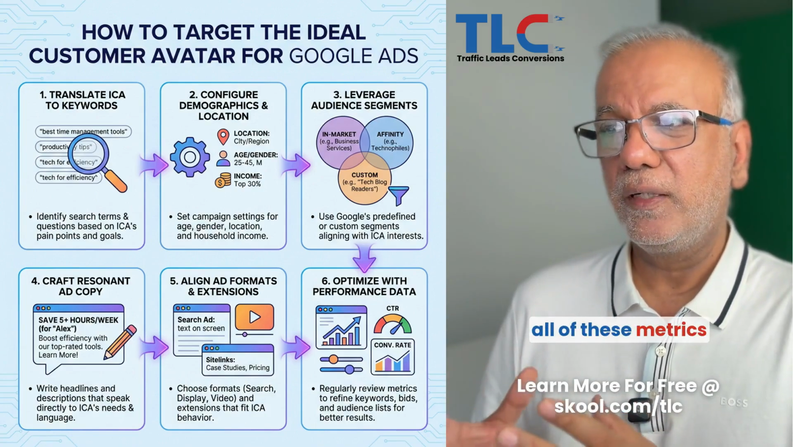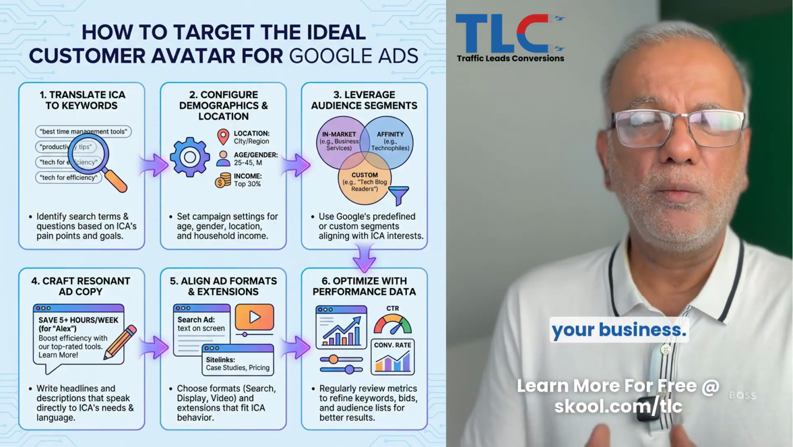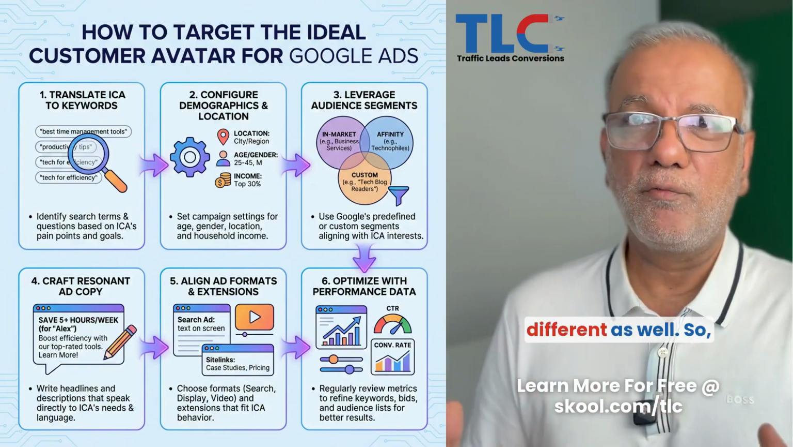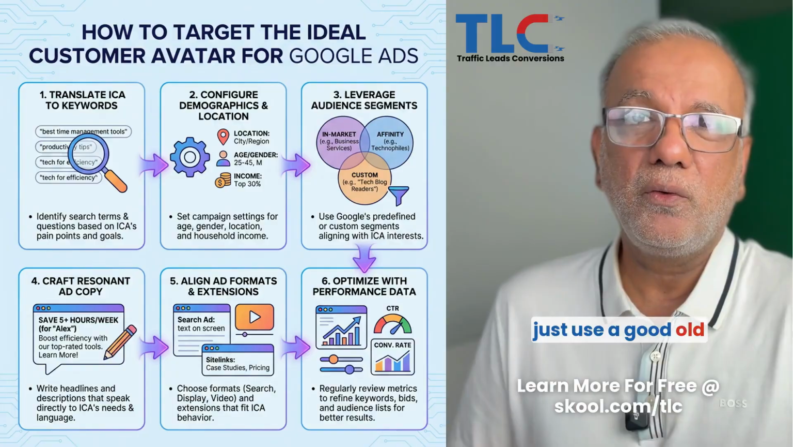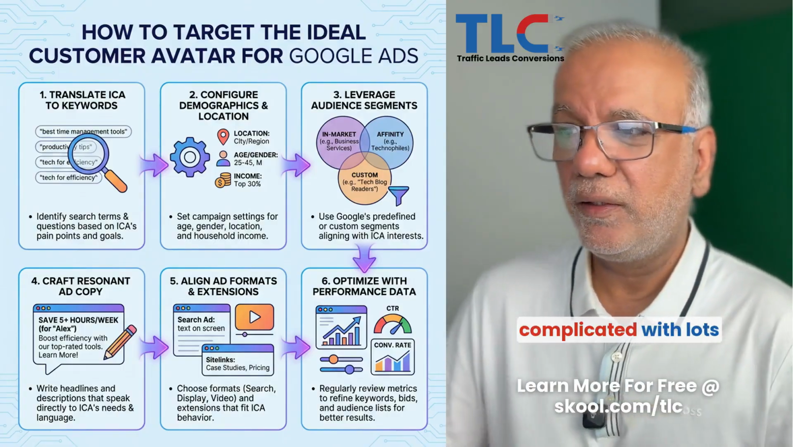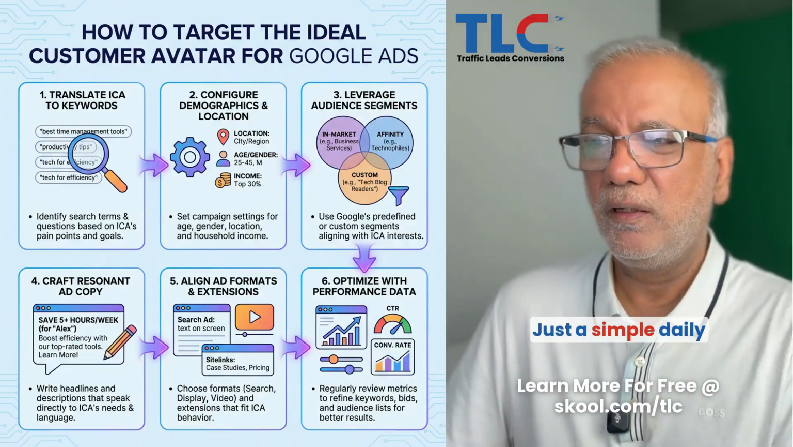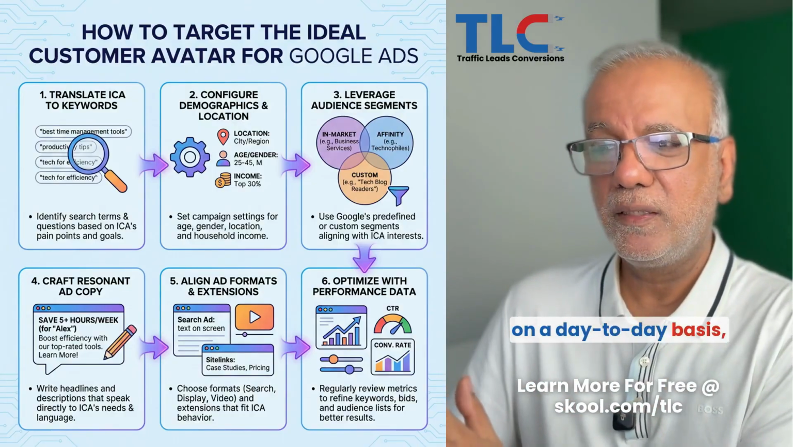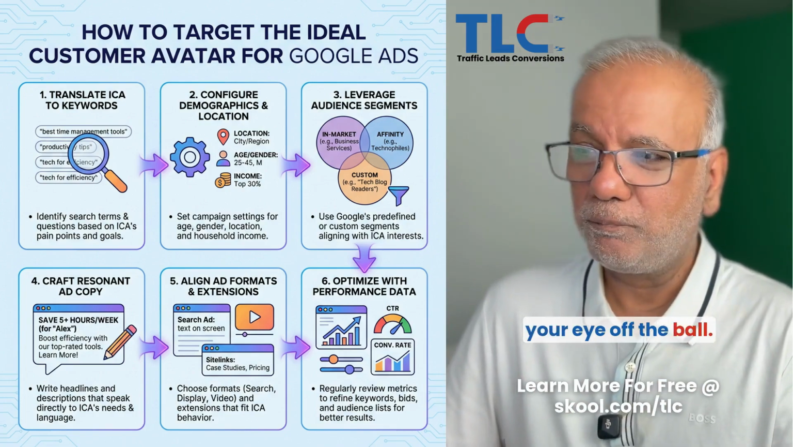So all of these metrics, you must have an idea as to what is important for you and your business. Everybody's business is different, and everybody's metrics will be different as well. So you can create a simple dashboard, or just use a good old spreadsheet or Google Sheets. It doesn't need to be complicated with lots of different pie charts and graphs and all that. Just a simple daily tracker where you're tracking all the data on a day-to-day basis, so that you don't get your eye off the ball.